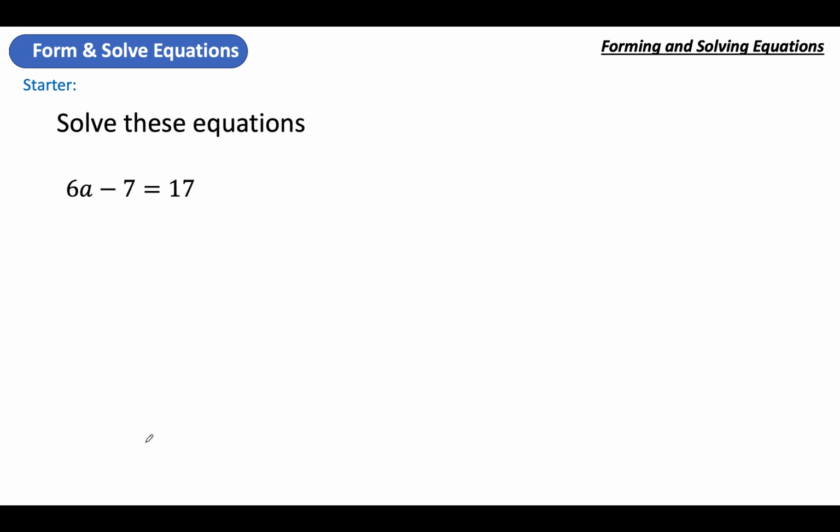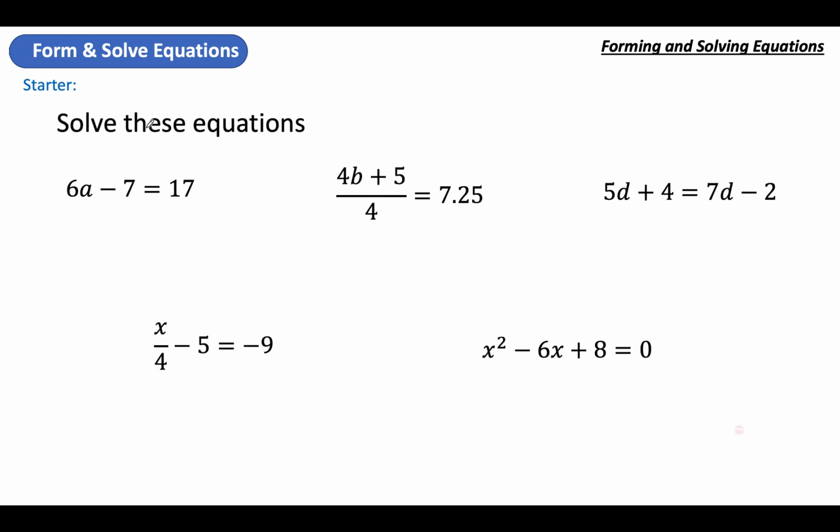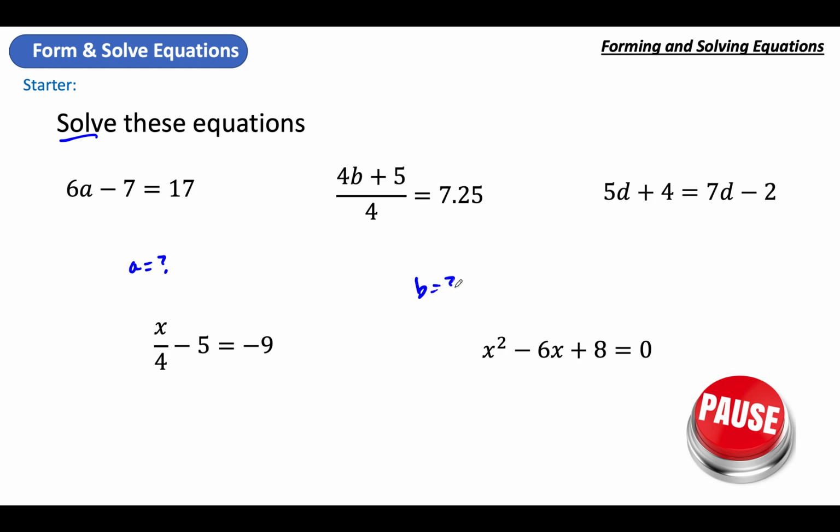Let's get some questions up. So first things first, we're going to just do some ordinary solving of equations. So for example, the first one would be at the end, a equals something. You've got to find the value of the missing letter. That's what solve means. So this one would be b equals something.